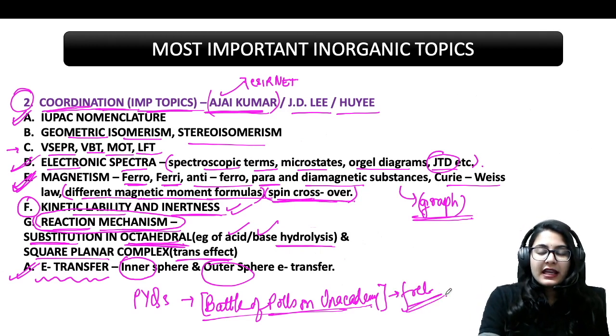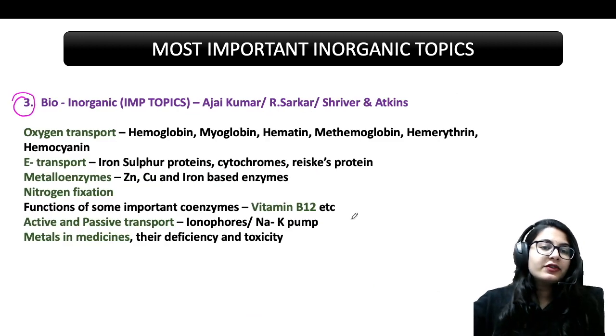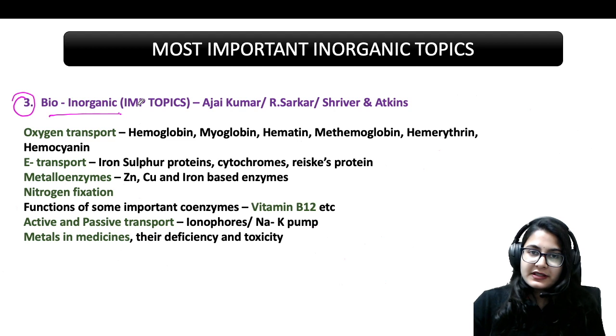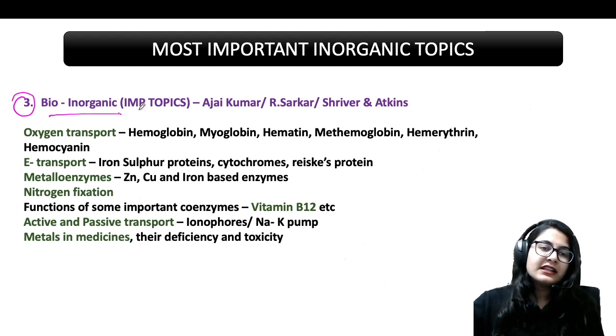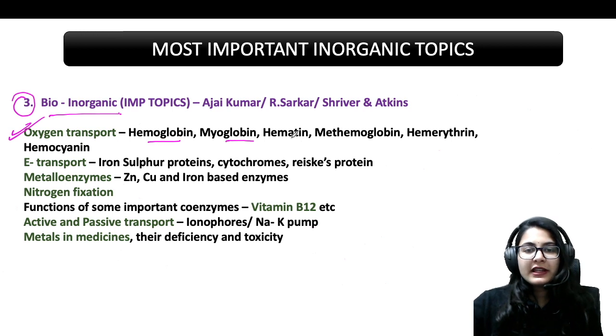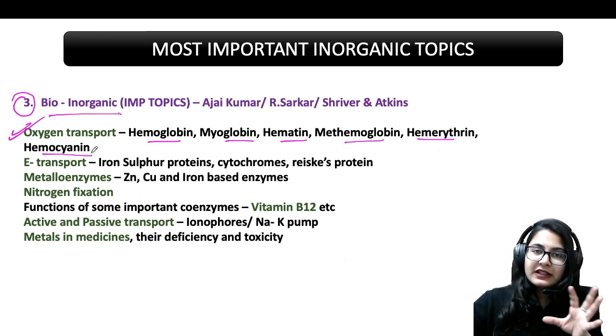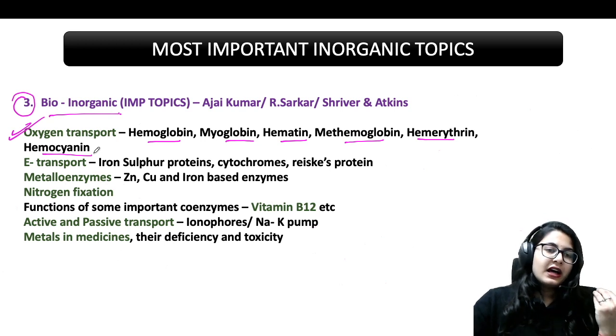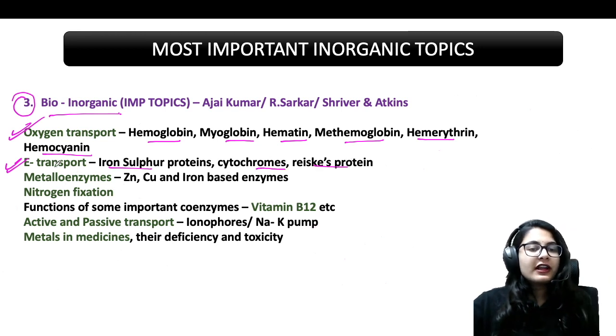Okay. Now moving onward, bio inorganic chemistry. अब देखो guys, बहुत ज़्यादा repeated topics है bio inorganic chemistry में. That is oxygen transport, your hemoglobin, myoglobin, hematin, methemoglobin, hemerythrin, hemocyanin. All of these systems you have to know very thoroughly. Okay. Electron transport, iron sulfur protein, cytochromes, Rieske protein, etc. Electron transport भी बहुत ज़्यादा defined है.